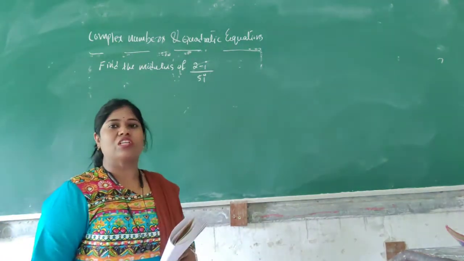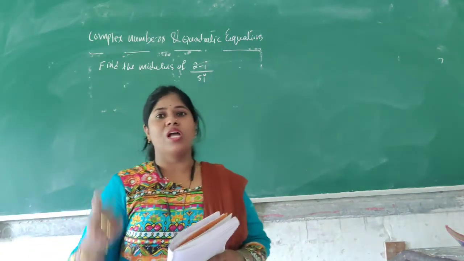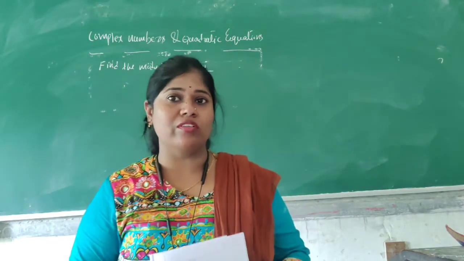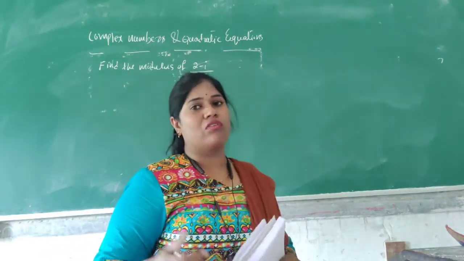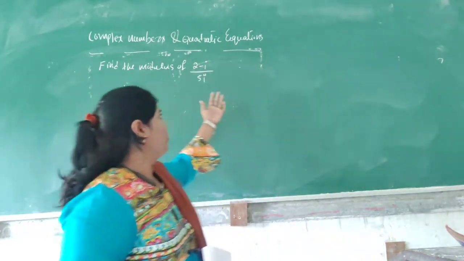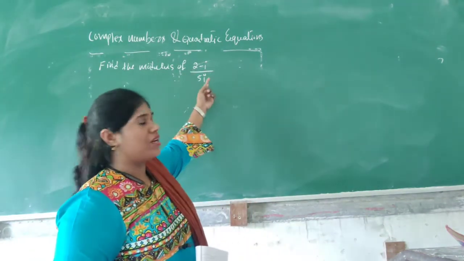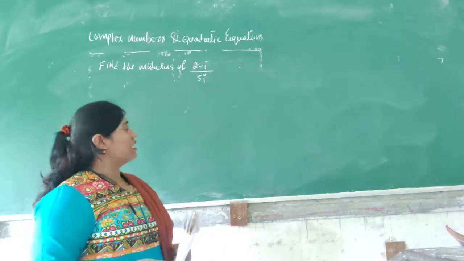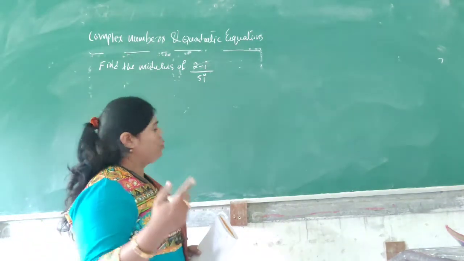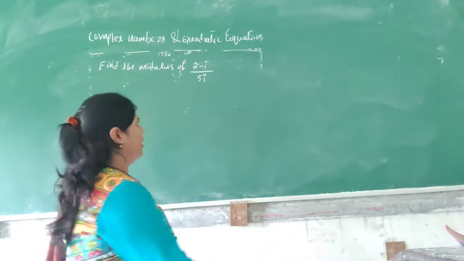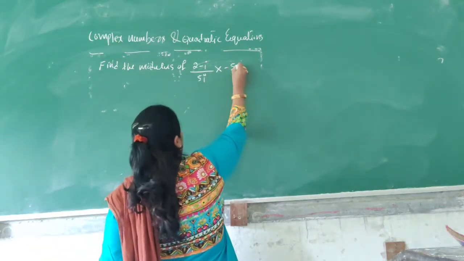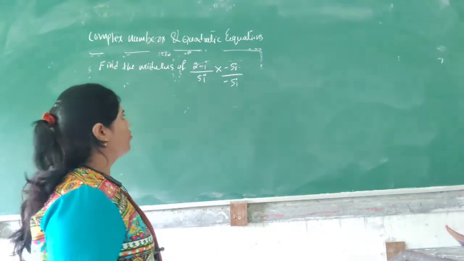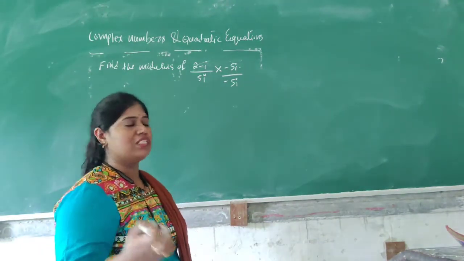So what is the modulus formula? Modulus of z is equal to the square root of x square plus y square. Before we start the modulus, we have to rationalize the denominator. How do we rationalize the denominator? What is there in the denominator? It is 5i. We have to rationalize it, so we multiply by minus 5i divided by minus 5i. For rationalizing, we write the opposite sign: plus 5i becomes minus 5i.